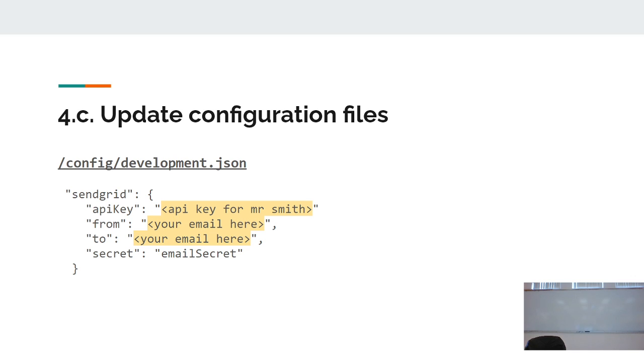That secret that I put there doesn't have to be the same thing. I believe this email secret doesn't have to be the same thing. It just needs to be something that's different than what you're using for authentication. So those are your configuration files. Any questions on that so far? Why we put the different things into those different files?